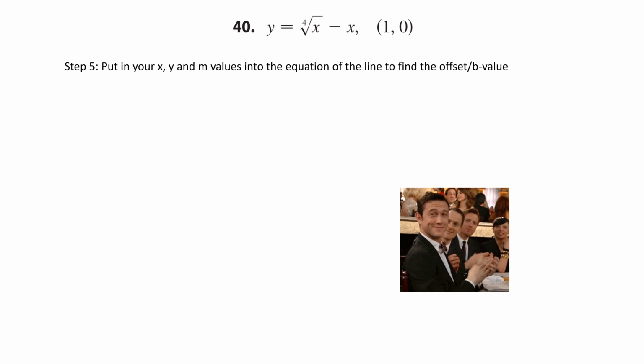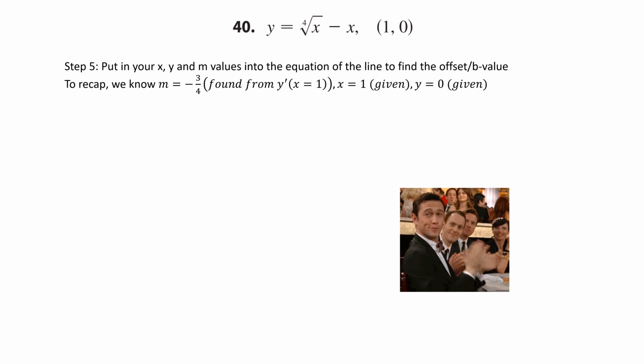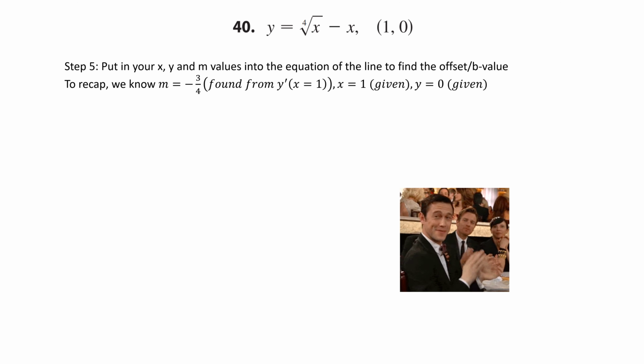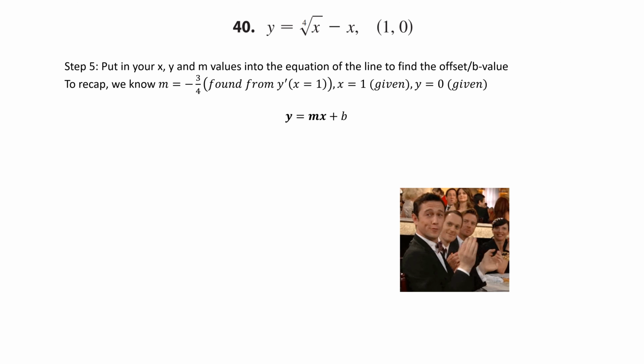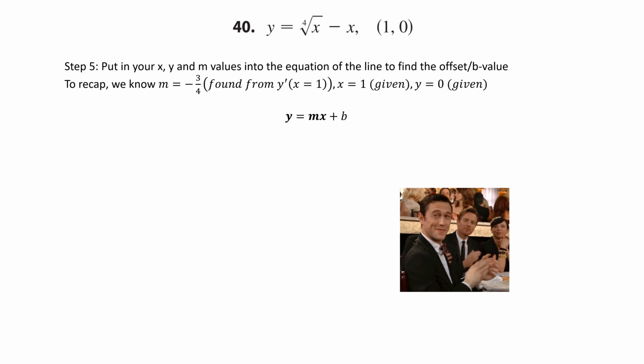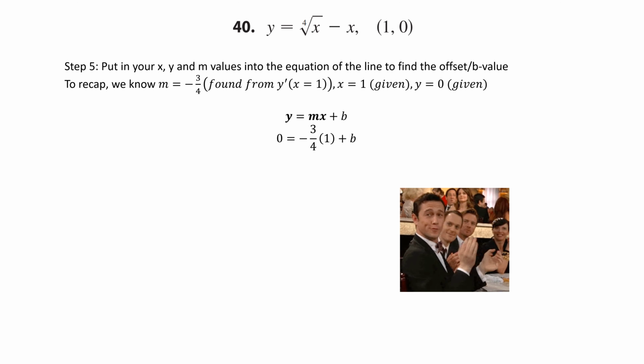Okay, so to recap, we just found that m is equal to negative 3/4 from the last step, where we put x equals 1 into our derivative, and we know that x equals 1 because it's given in the problem, and we know y equals 0. So now here's the basic equation for the tangent line again. I've bolded 3 elements. This is basically where you're going to fill in information, and it's either information we found or we are given. So our y is 0, our m is negative 3/4, and our x is 1.